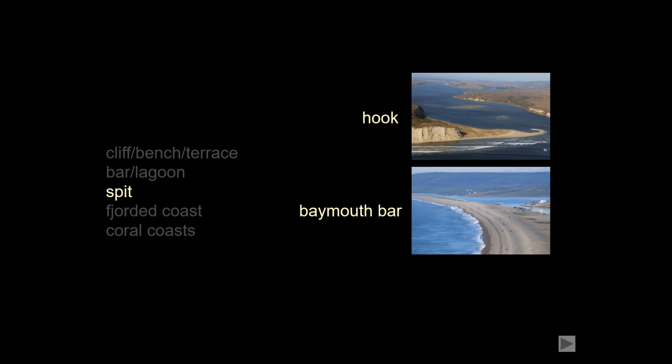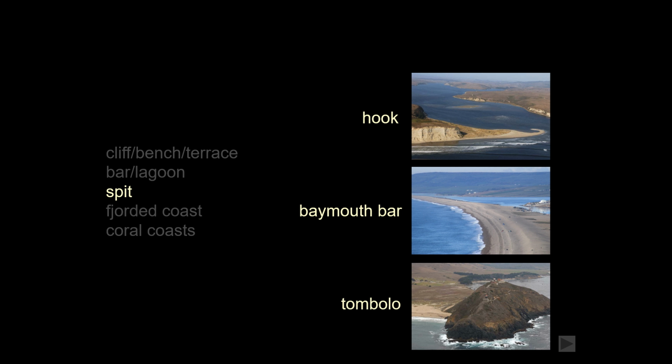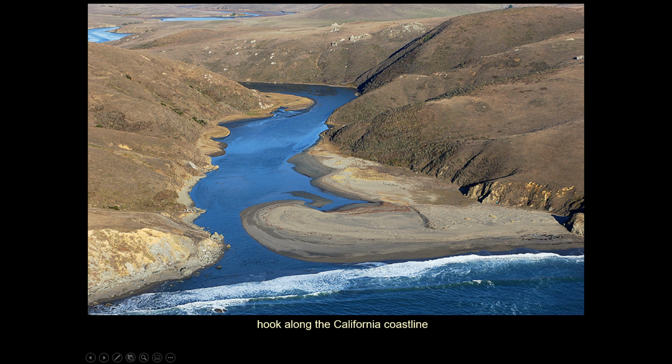A baymouth bar is a similar case to what we looked at a minute ago when we were talking about bar lagoon, where you have a really big area. There are some baymouth bars up in Point Reyes north of San Francisco that are pretty well known, where longshore drift spreads the sand out and covers over the mouth of a bay. We call that a baymouth bar. And then a tombolo is where longshore drift allows sand to connect with a rock like a sea stack or a small island. And they're kind of unusual as well.